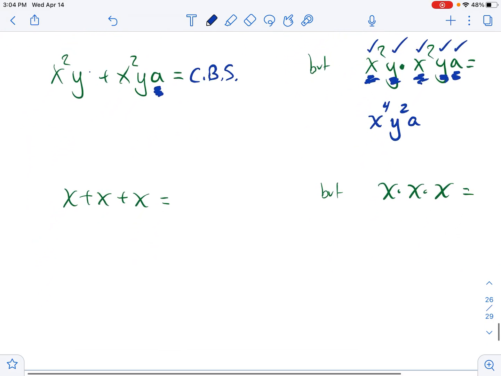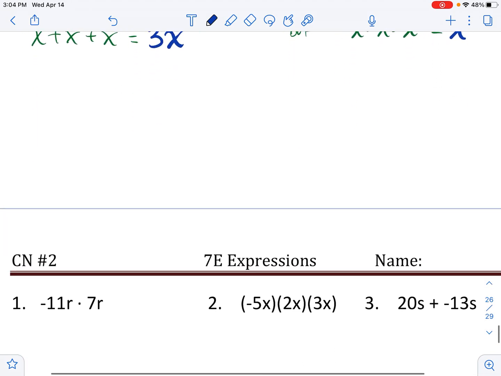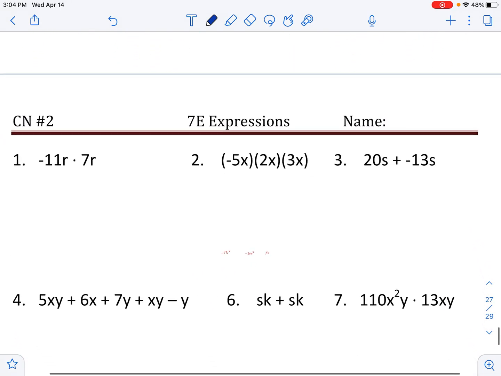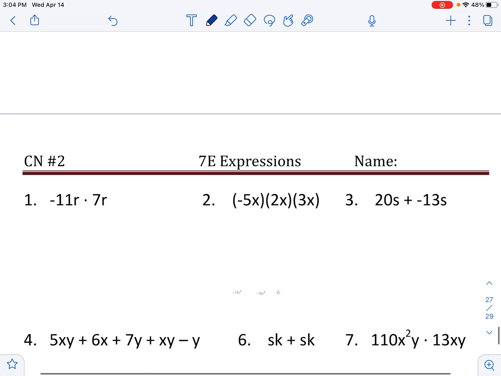And finally, let's look at x plus x plus x versus x times x times x. So this would be 3x, and this would be x cubed. Now, we're going to move on to doing class notes number 2, but I'll do that in a different video.